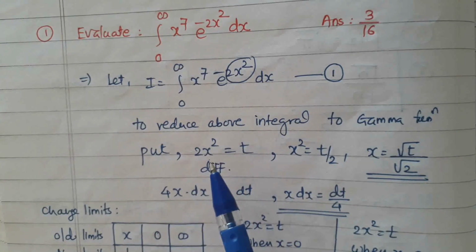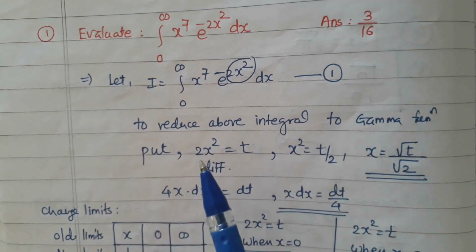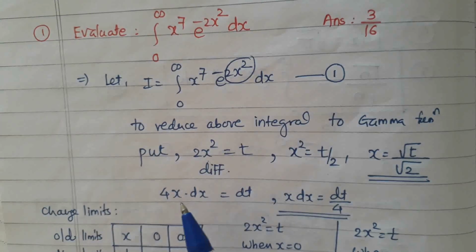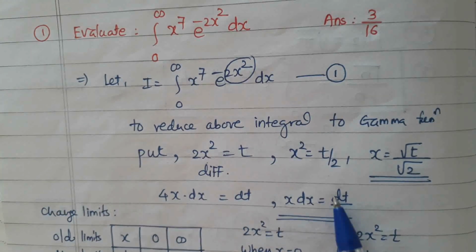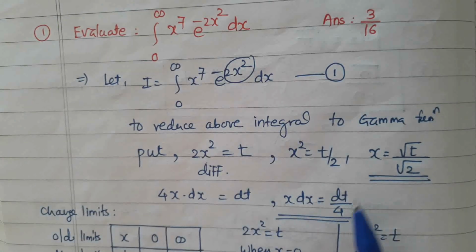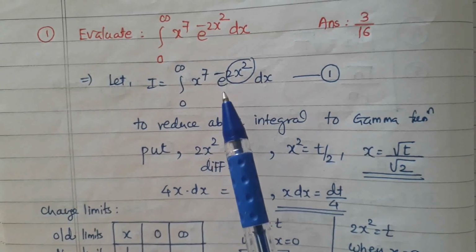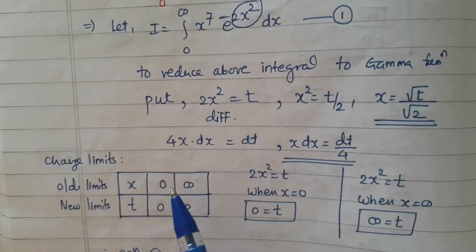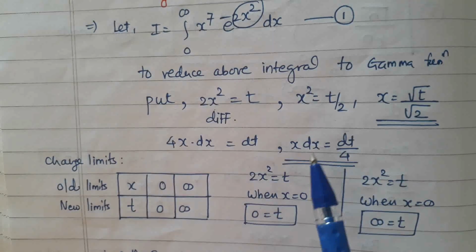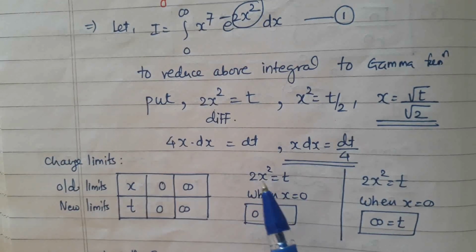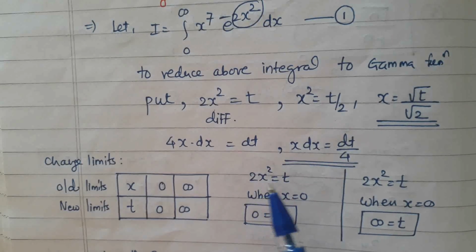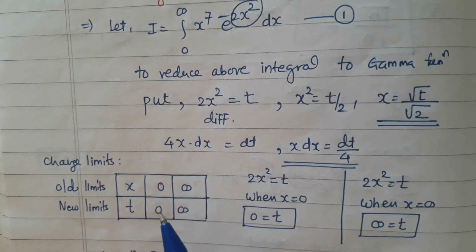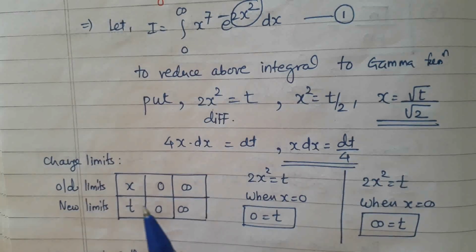If you differentiate this substitution, the derivative of x square is 2x, so 4x dx is equal to dt. The value of x dx is equal to dt by 4. So use all these proper substitutions in this integral. Along with that, we have to change the limits. The old limits are 0 to infinity for x. Use the substitution to change the limits. When x is 0, t becomes 0. When x is infinity, t becomes infinity. The new limits for this integral are 0 to infinity for t.